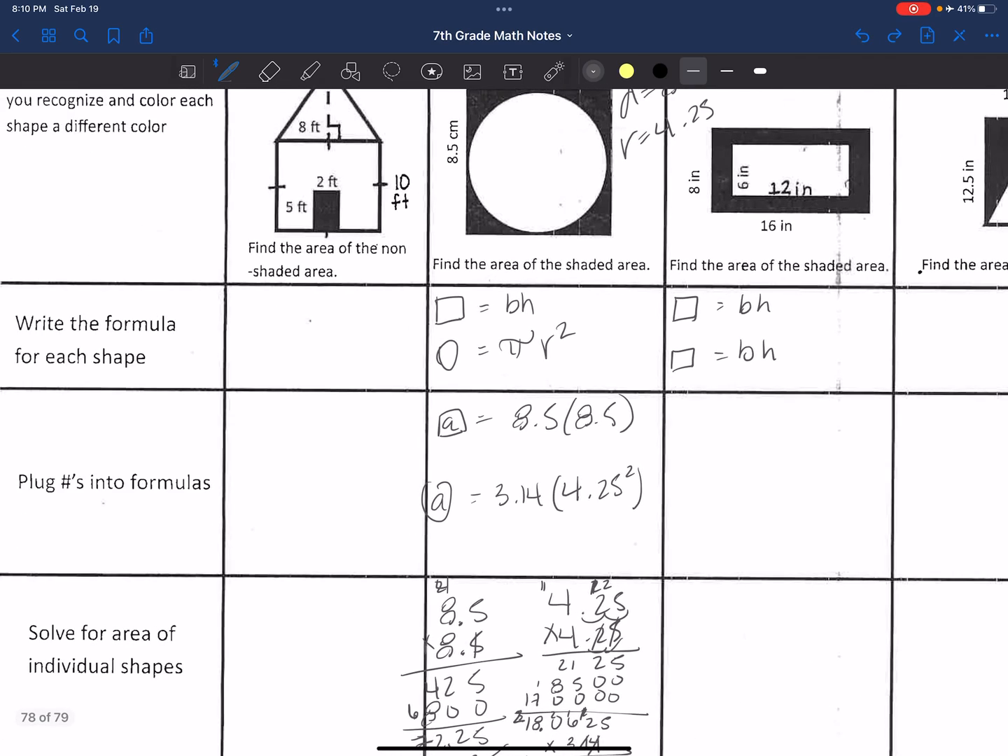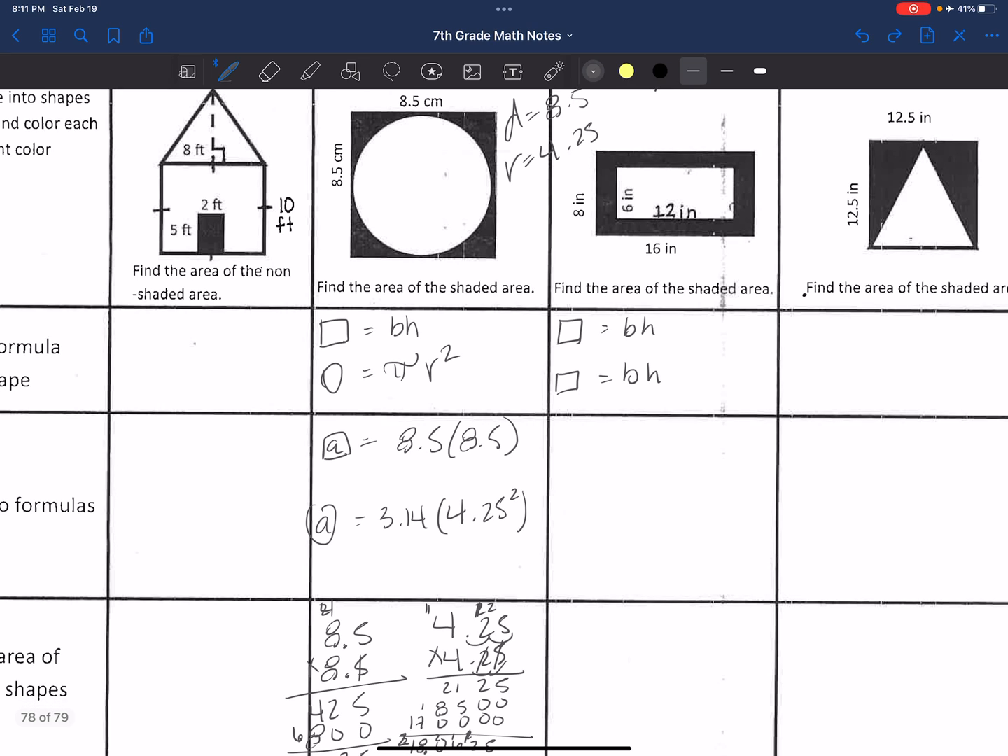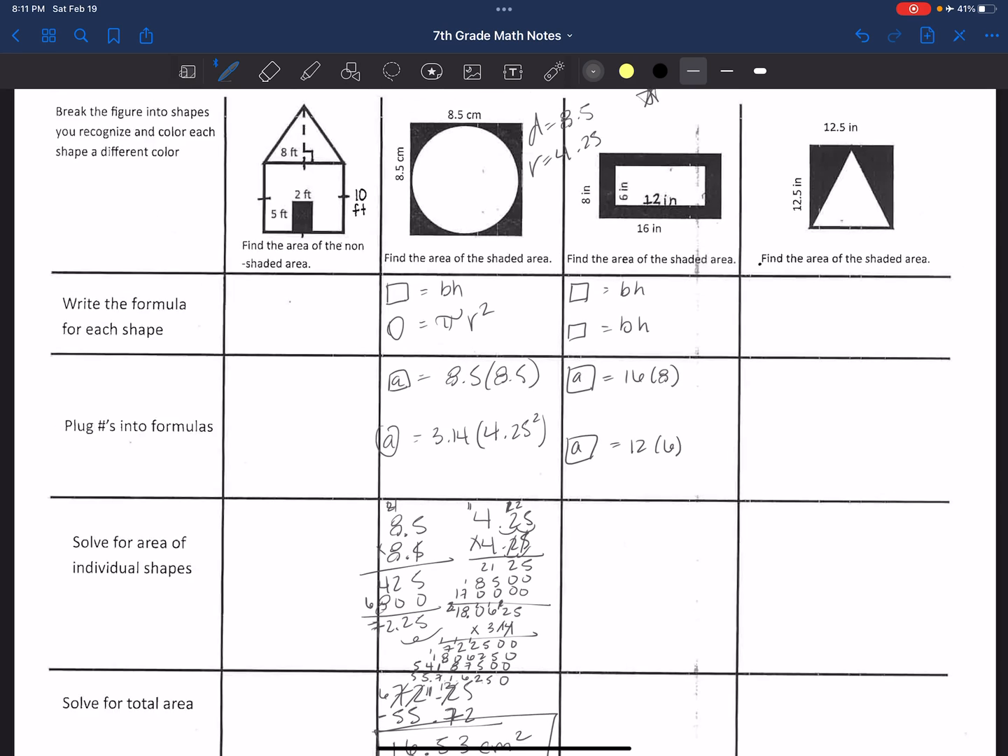Because those are just the 2 formulas. Now I'm going to plug my numbers into the second box. All right, so area of the big one is a base of 16 and a height of 8. Area of the smaller inside one is a base of 12 and a height of 6. Woohoo! Already so much easier. Just easy numbers.